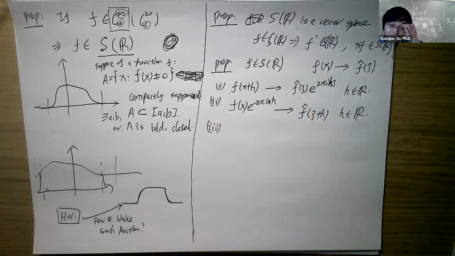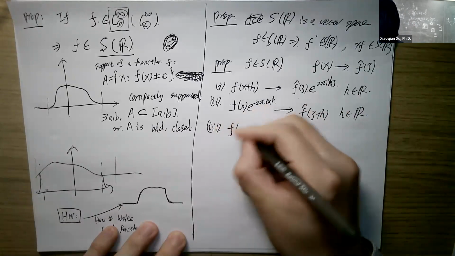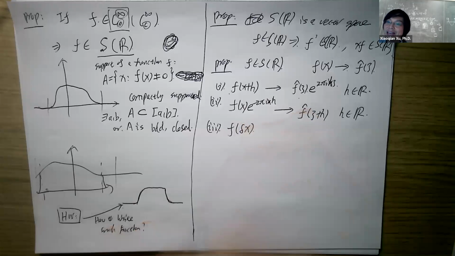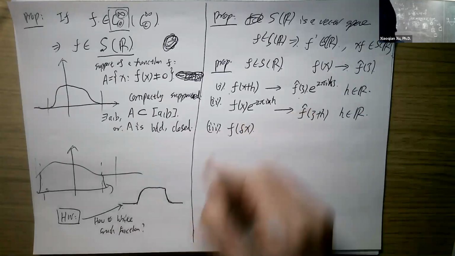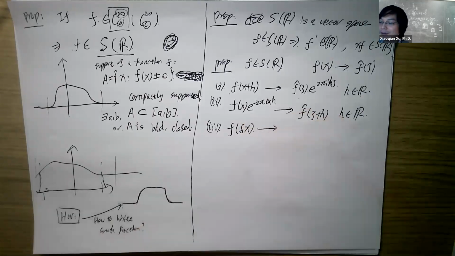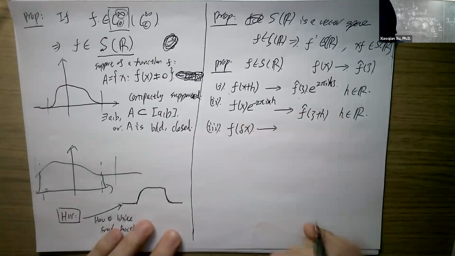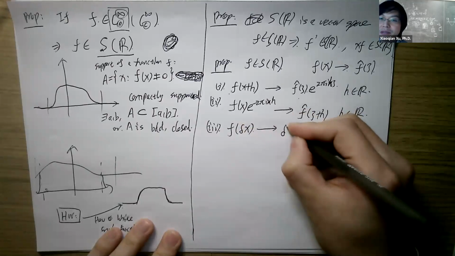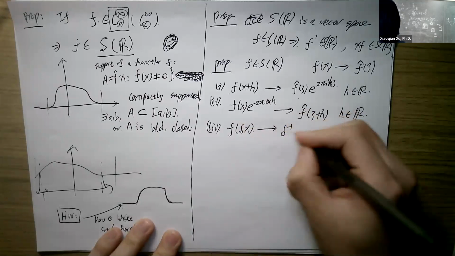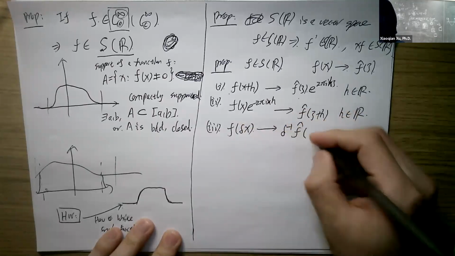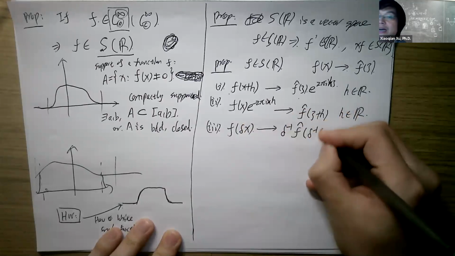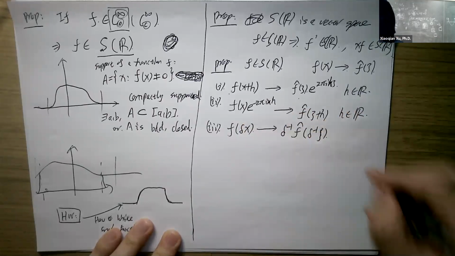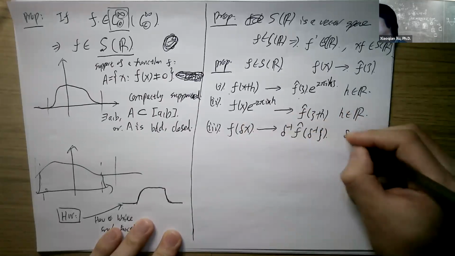And third, if you do a dilation on this function space, on this phase space, then your Fourier transform becomes 1 over delta times the Fourier transform f hat of xi over delta, for delta greater than 0.